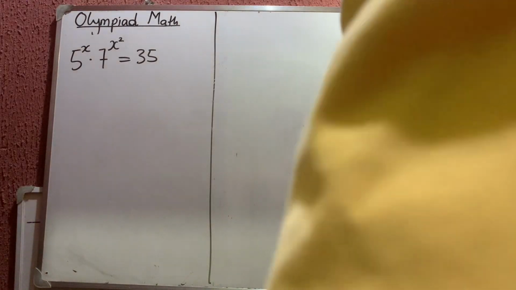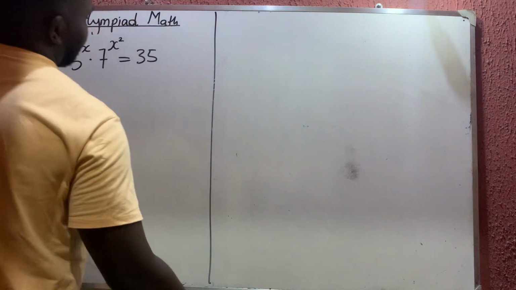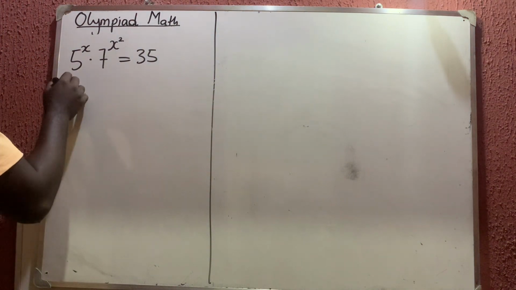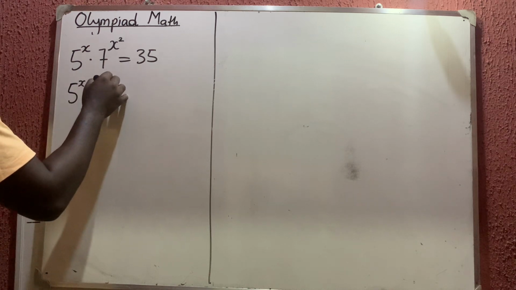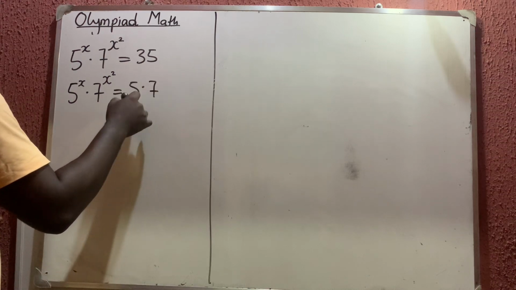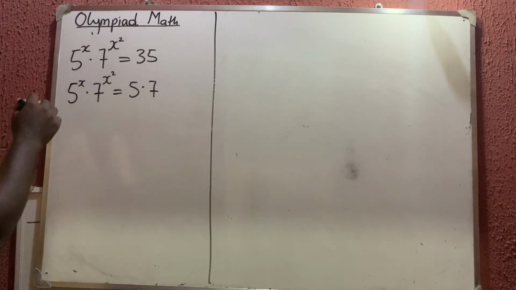All right, let us quickly solve this Olympiad math problem. Okay, this is a very simple one. So we're going to have that 5 raised power x times 7 raised power x squared is equal to 5 times 7. 5 times 7 is 35. And let me keep all the 5 in one place and then all the 7 in one place.